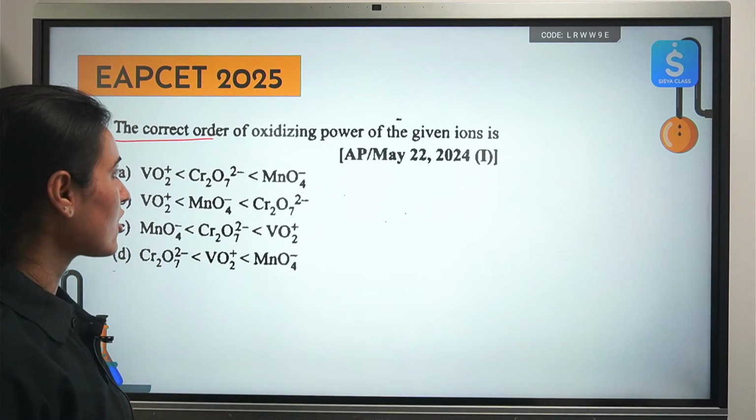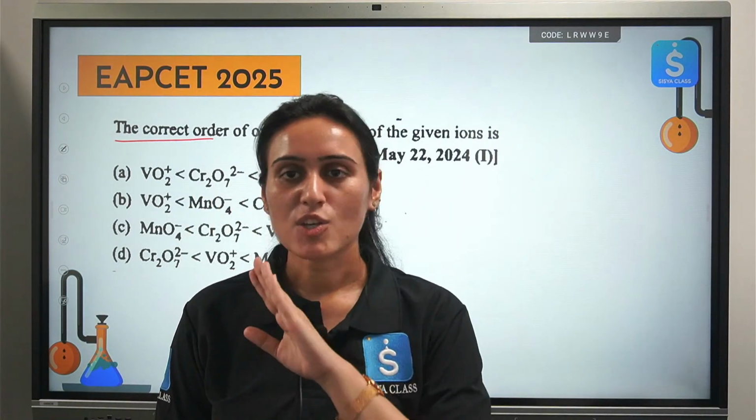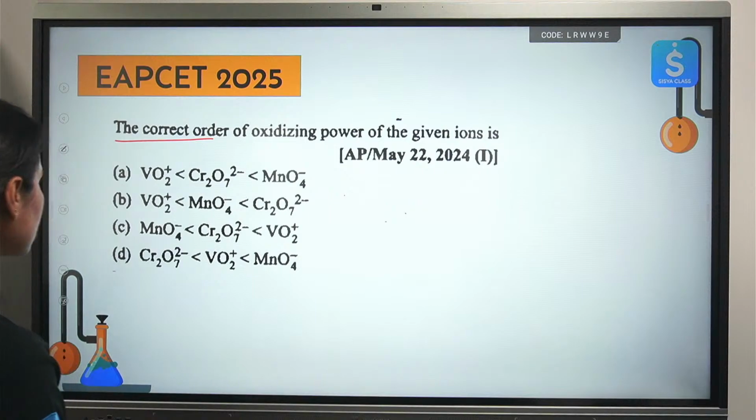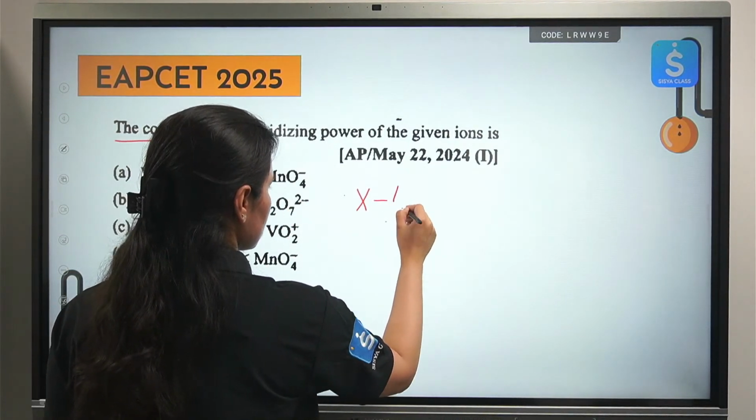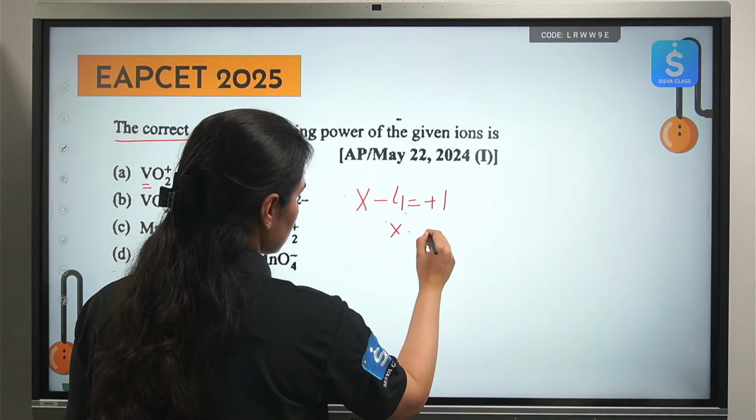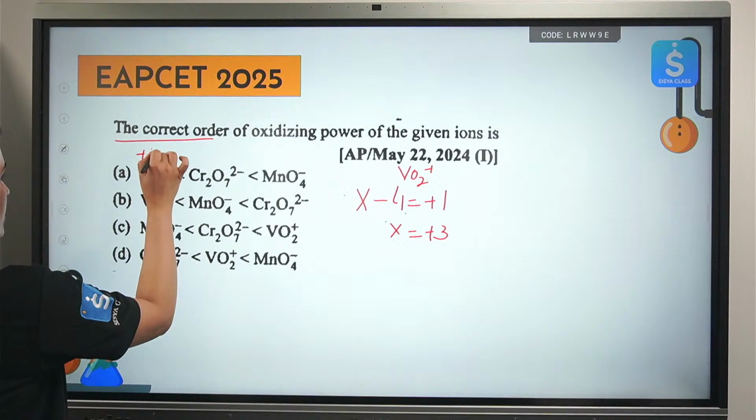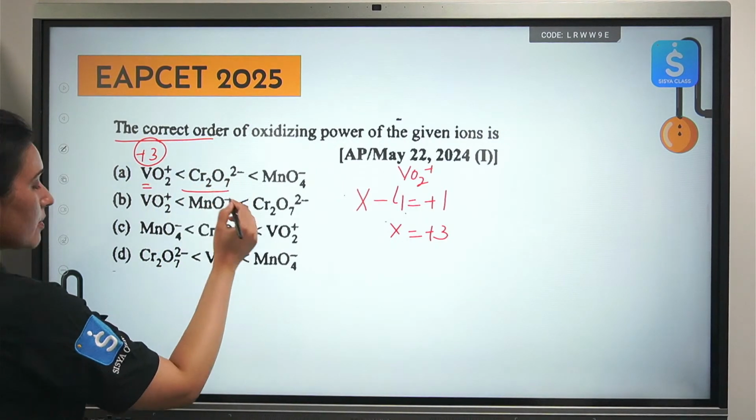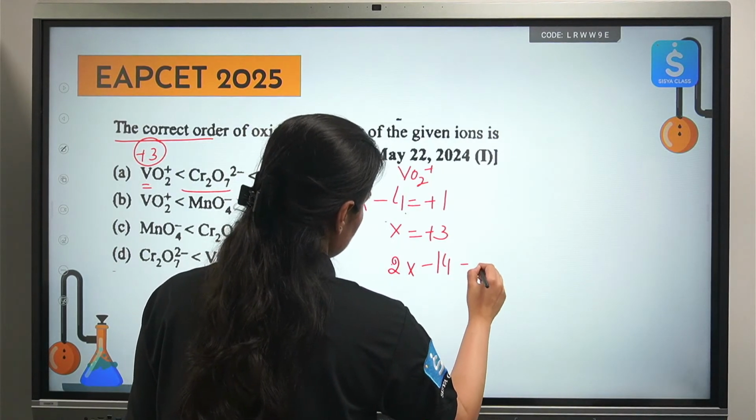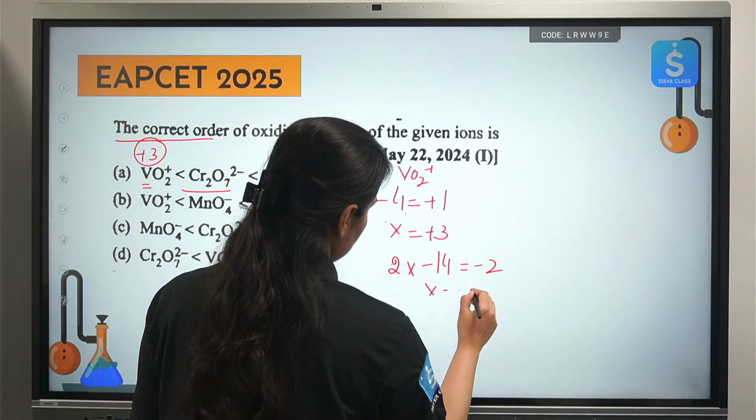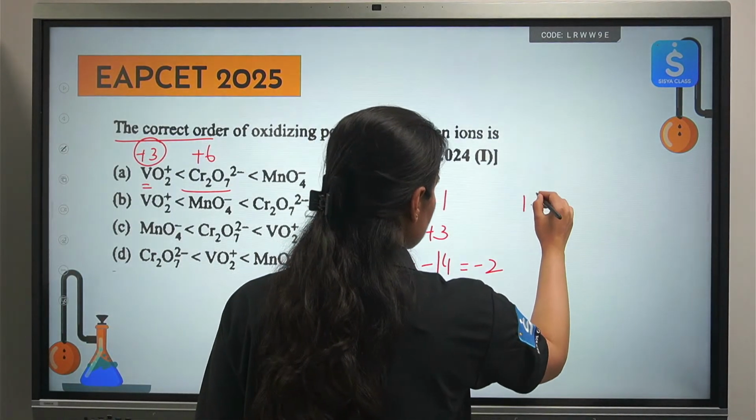Now, what is the correct order of oxidizing power of the given ions? Find out the oxidation state, you will know the answer. Okay, so what is the oxidation state of vanadium here? Use the x method. +3, right? So this is present in +3 oxidation state. Okay, what about chromium? +6. What about manganese?